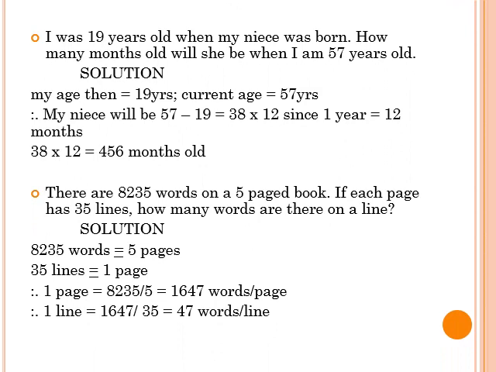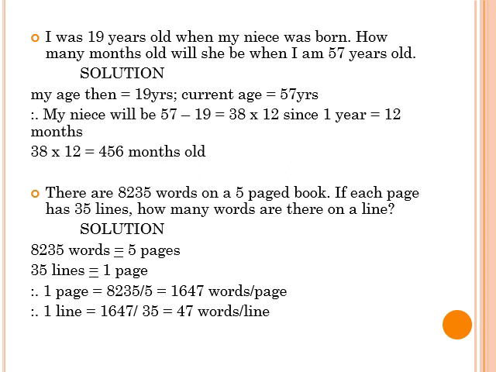This example is still on word problems, and it says I was 19 years old when my niece was born. How many months old will she be when I am 57 years old? This one is quite straightforward. So my age at that time was 19 years, and my current age is 57 years. That means my niece would be 57 minus 19, because she was born when I was 19 years and I am now 57 years.